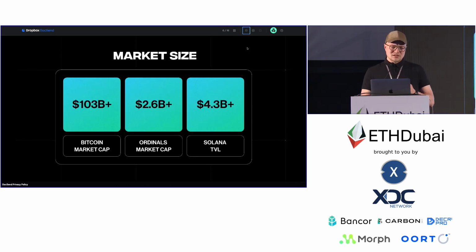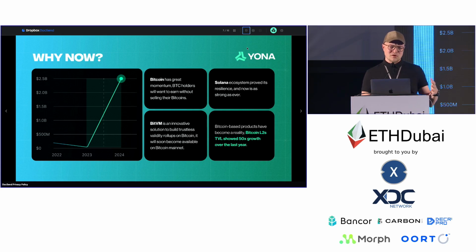So market size is insane. Bitcoin, ordinals, Solana, so the opportunity is tremendous in our opinion, and this is the right time to launch. So we see incredible growth in the Bitcoin ecosystem, and there are a lot of products that are targeted at Bitcoin and its TVL, and so we are creating an infrastructural layer on top of which other things can be created, and Bitcoin will be utilized.